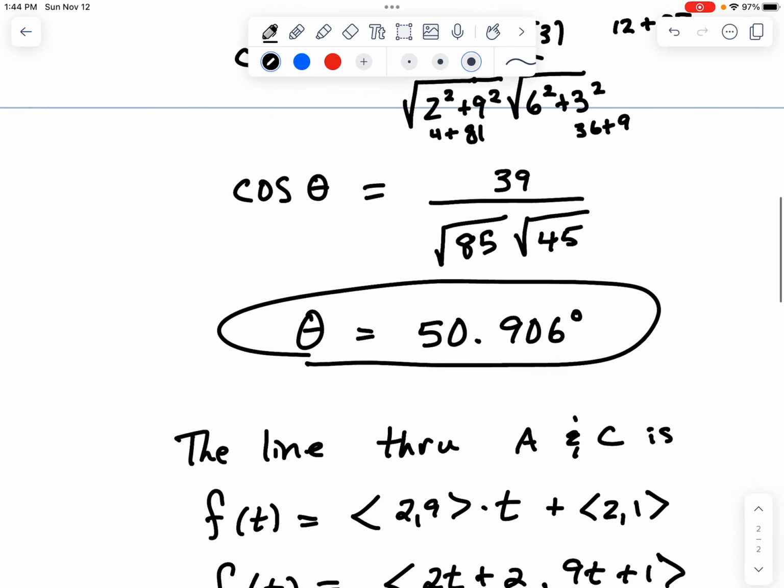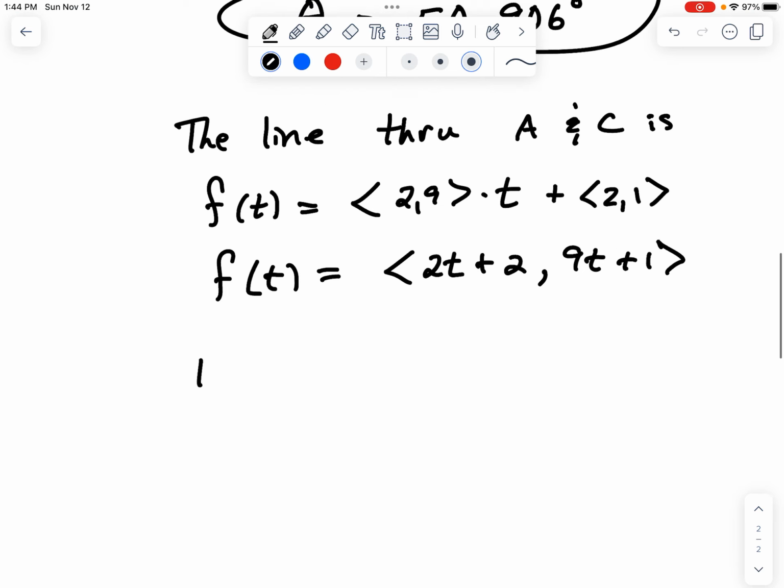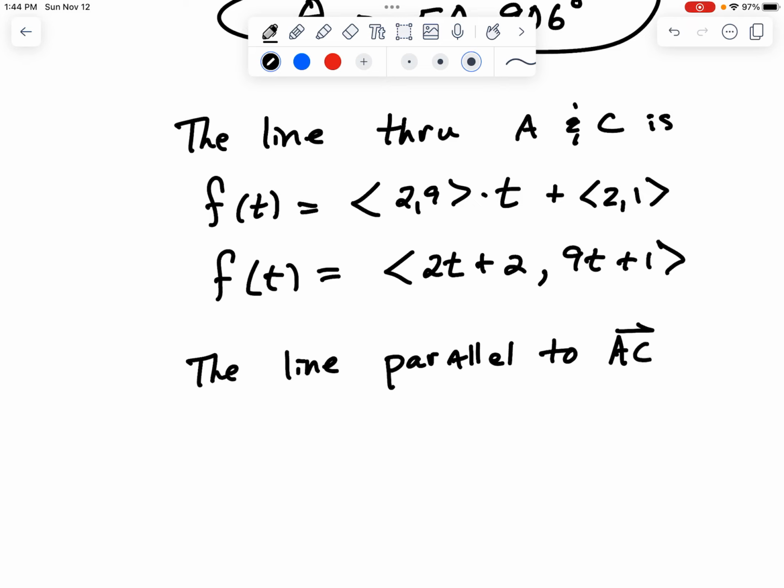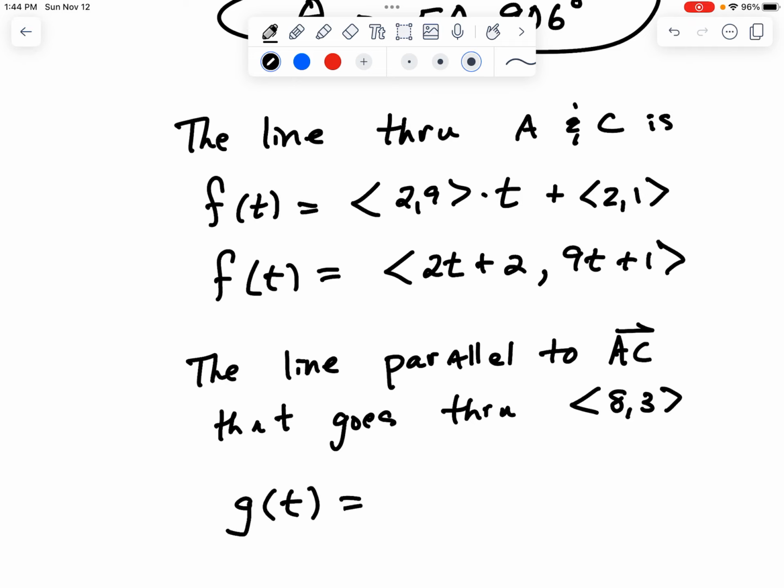And switch back to a black pen. So the line parallel to the AC vector that goes through the 8, 3. So I called the last one F. This one's going to be G for Greg. And so that's going to be take the same vector AC, so that's the 2, 9 times t, and then add on the 8, 3.